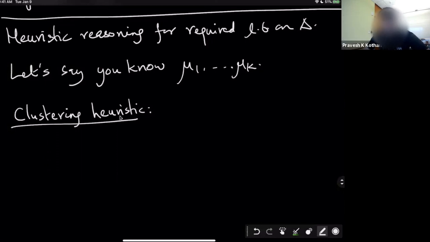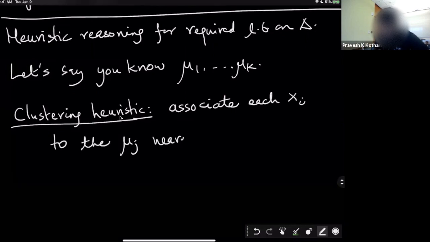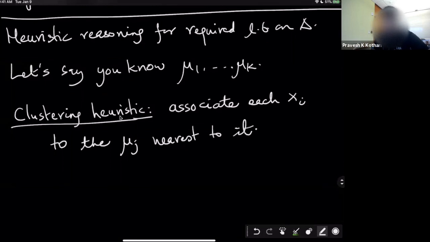It turns out that the maximum likelihood clustering given mu1 up to mu sub k is essentially the same as associating xi to its nearest mean. But again, we will not discuss this. This is not a statistics/information theory class. We will just describe the heuristic. Essentially, the same heuristic that Tim and Ellis proposed is: associate each xi to the mu j nearest to it. Okay. And again, we are not going to analyze this heuristic very formally.